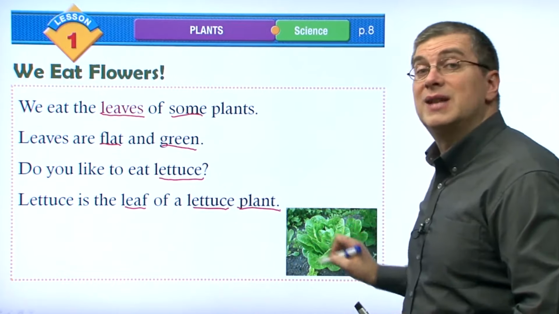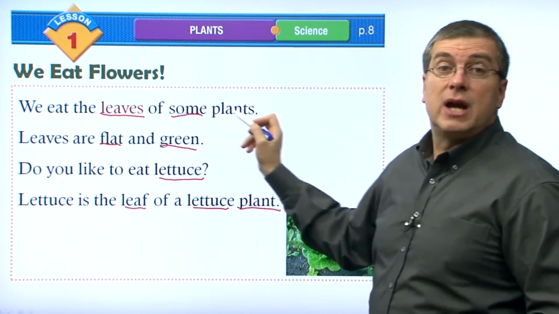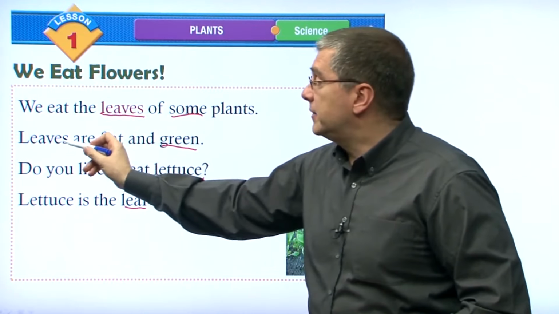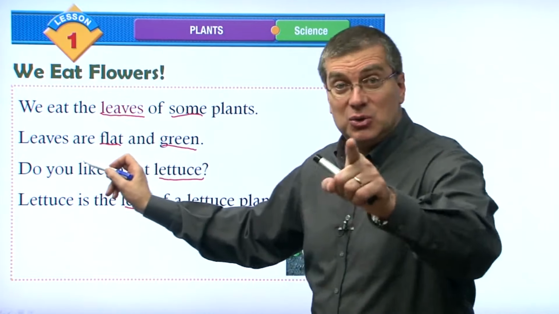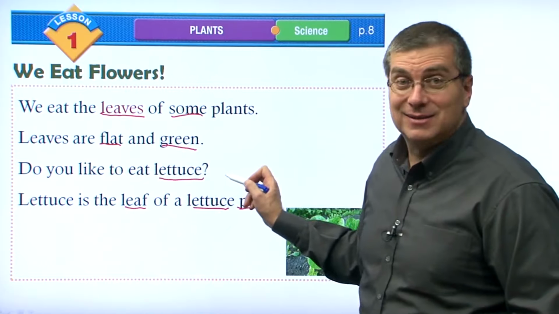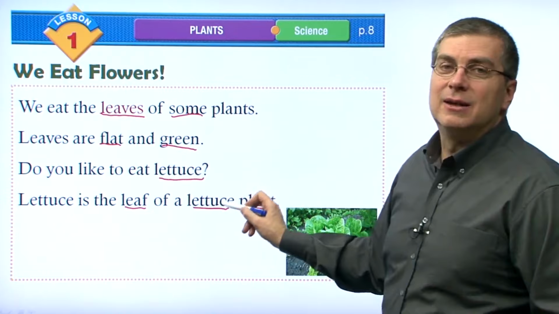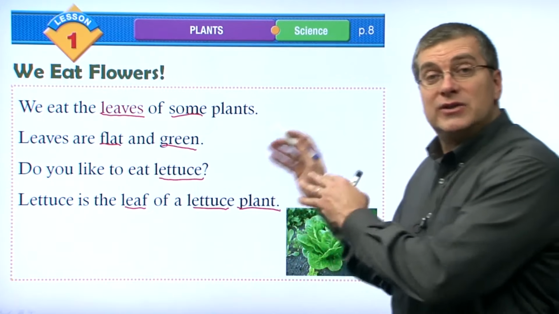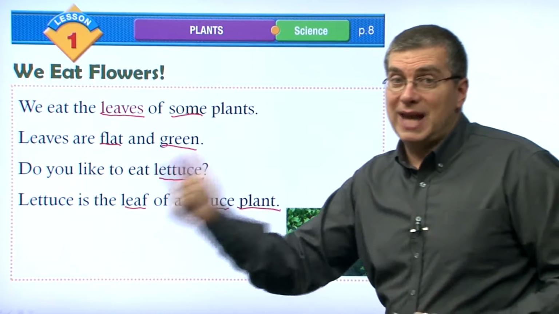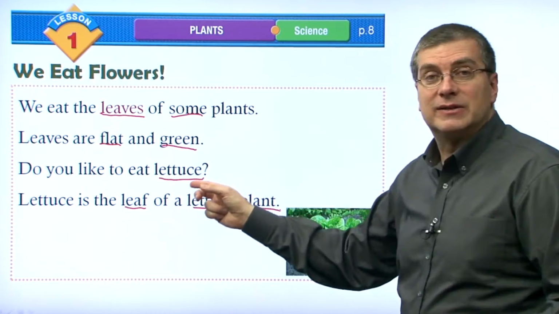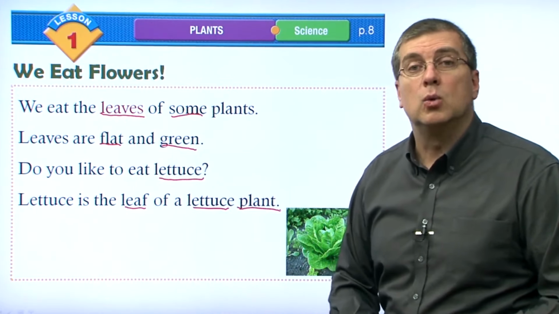So this is another type of plant. Let's do one more time. We eat the leaves of some plants. Leaves are flat and green. Do you like to eat lettuce? Lettuce is the leaf of a lettuce plant. Okay, so here's another example. We saw roots, carrot, stem, potato, leaf, lettuce. So many examples of the parts of plants we eat.